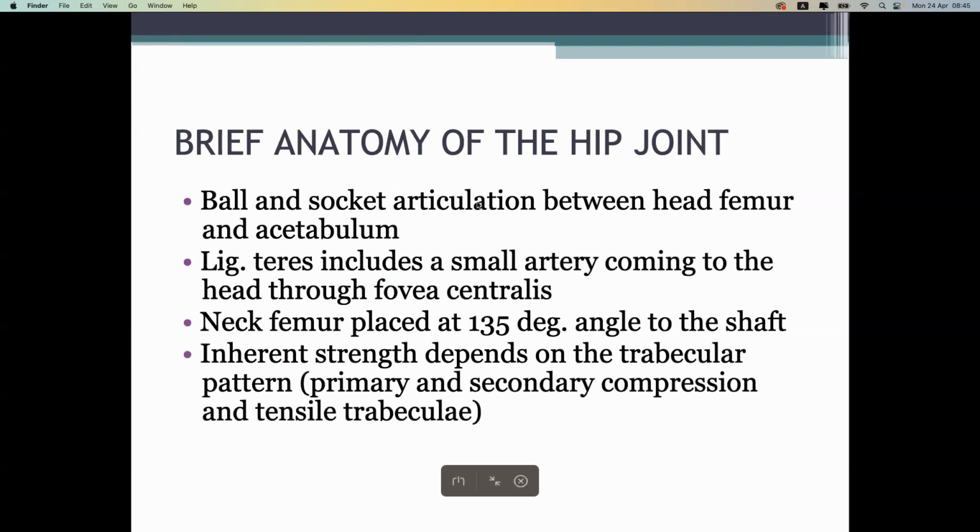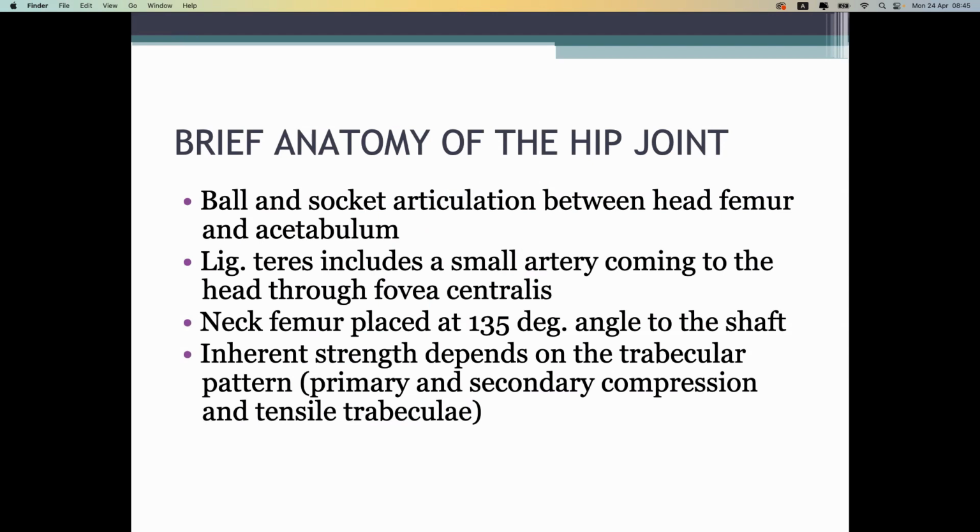anatomy of the hip joint. So why is it important? Because the hip joint is not a regular joint. It's not a straight bone, not straight like this. The upper third part of the hip is flexed like this, and it forms 135 degrees. It's called the neck femur angle.